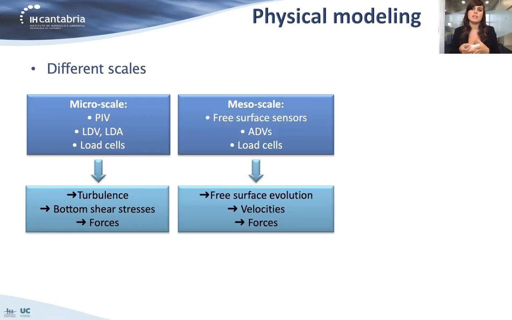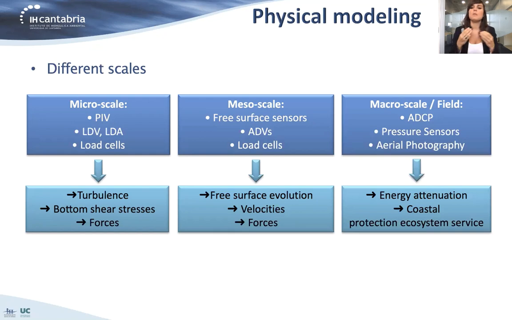If wave attenuation is the target of our experiments, we will need to build a sufficiently long ecosystem according to the tested wavelengths in order to be able to capture properly this wave attenuation, and simple devices such as free surface gauges will be enough to quantify this wave height decay. Finally, if we want to move to a larger scale, field measurements will be necessary. Then we will be using those devices that usually are used in the field, such as ADCPs or pressure sensors.